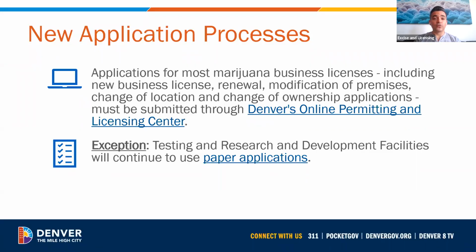Again, sort of an overview, our new application processes. Our applications for most marijuana business licenses, including new business license, renewal, modification of premise, change of location, and change of ownership applications, must now be submitted through Denver's Online Permitting and Licensing Center. We are going through the process now of transitioning all of our existing licenses to the Online Permitting and Licensing Center. And from here forward, the licenses that are transitioned will be interacting with the system to file those applications.